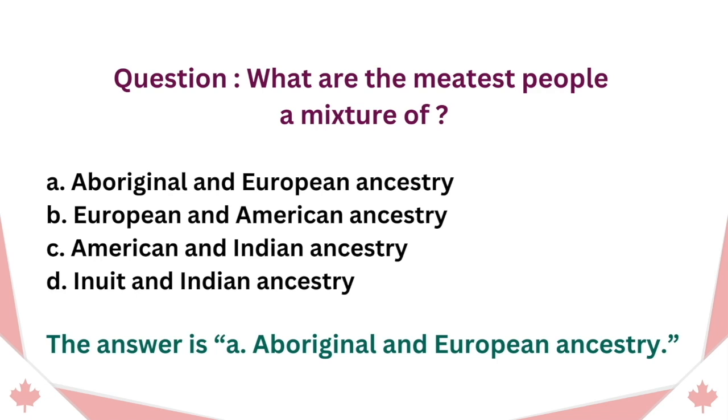Question. What are the Métis people a mixture of? A. Aboriginal and European ancestry. B. European and American ancestry. C. American and Indian ancestry. D. Inuit and Indian ancestry. The answer is A. Aboriginal and European ancestry.